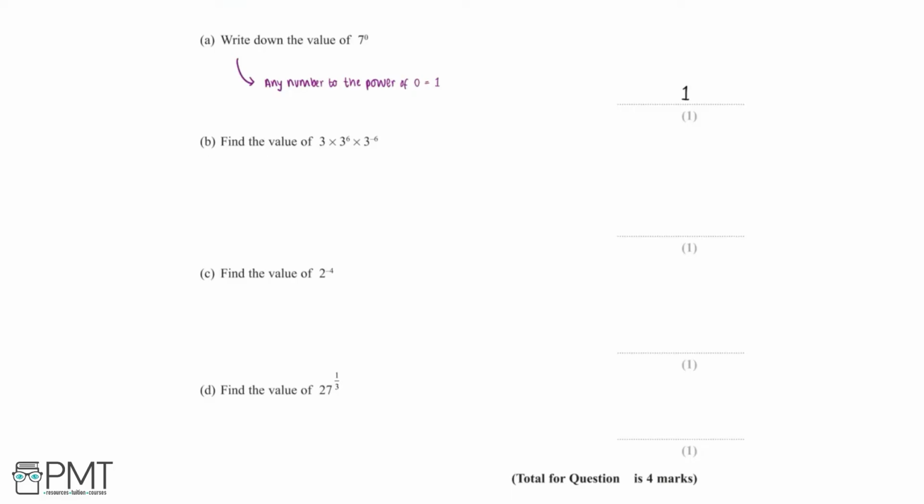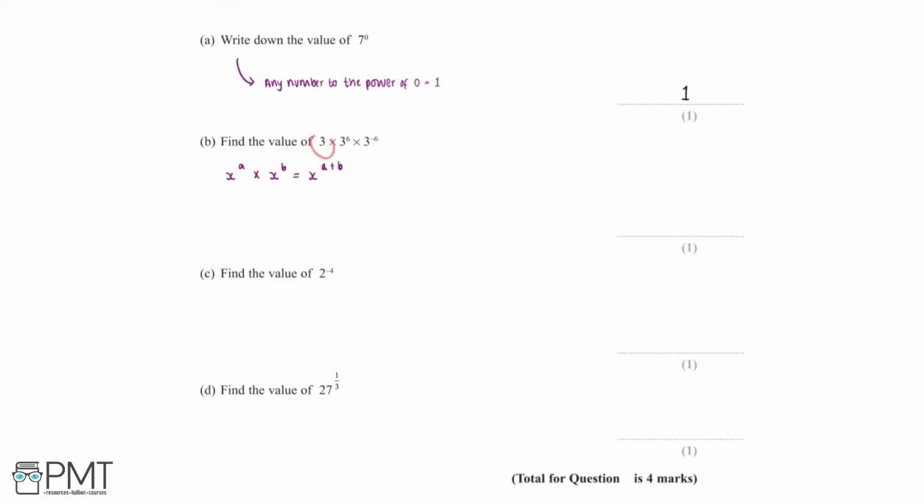In part B, we need to find the value of 3 multiplied by 3 to the power of 6 multiplied by 3 to the power of minus 6. We can use one of our index laws to help us. x to the power of a multiplied by x to the power of b is equal to x to the power of a plus b. And so in order to find 3 multiplied by 3 to the power of 6 multiplied by 3 to the power of minus 6, we need to add their powers together.